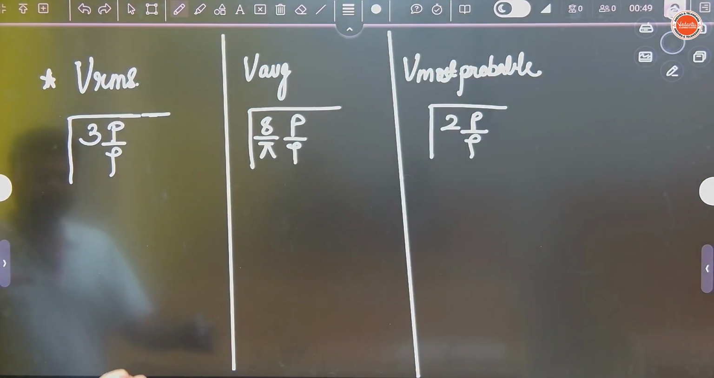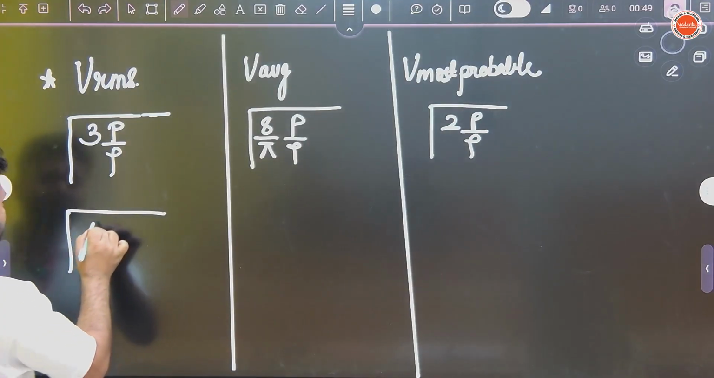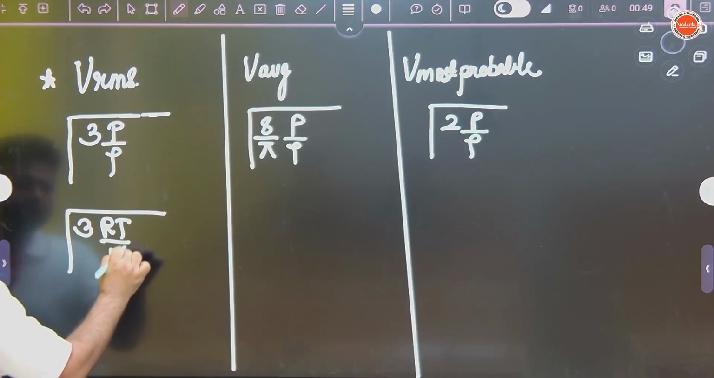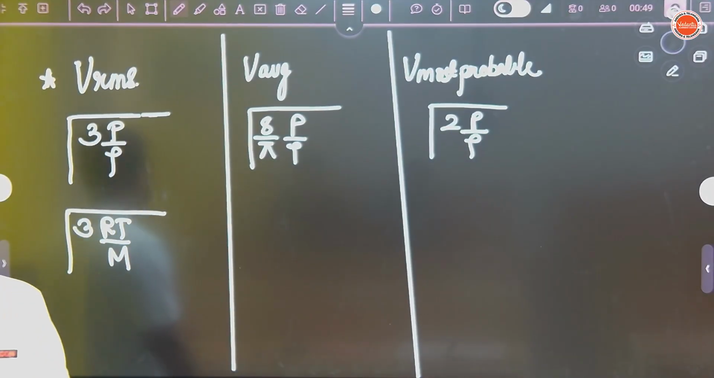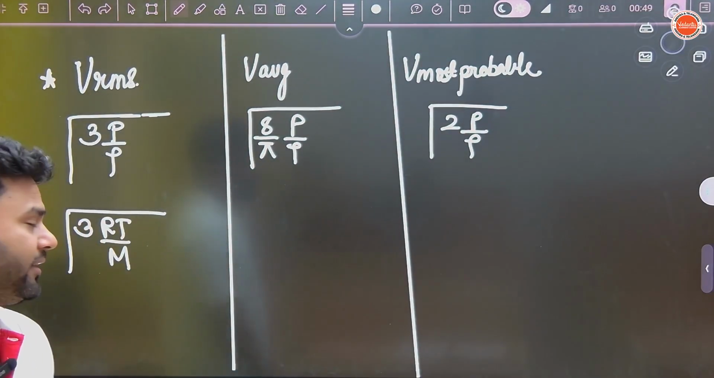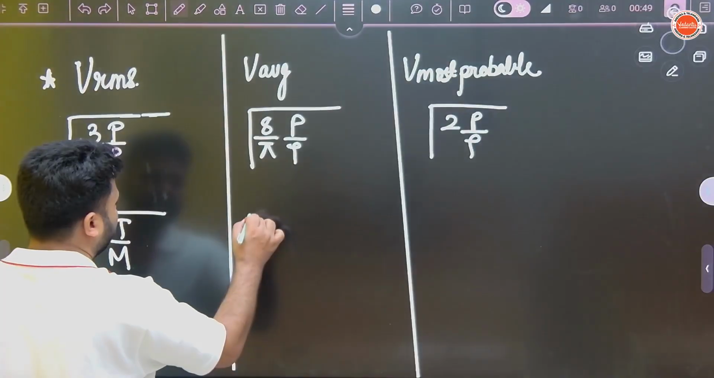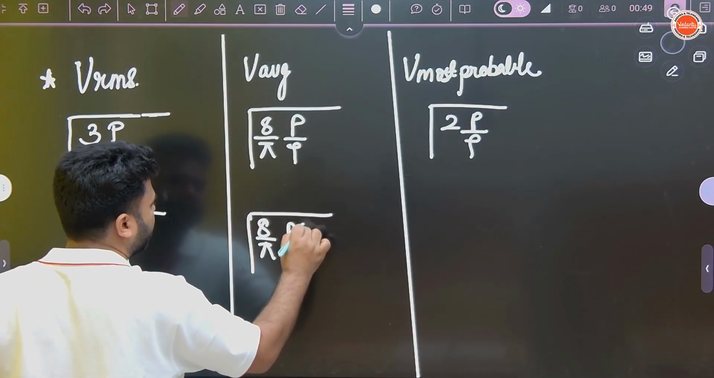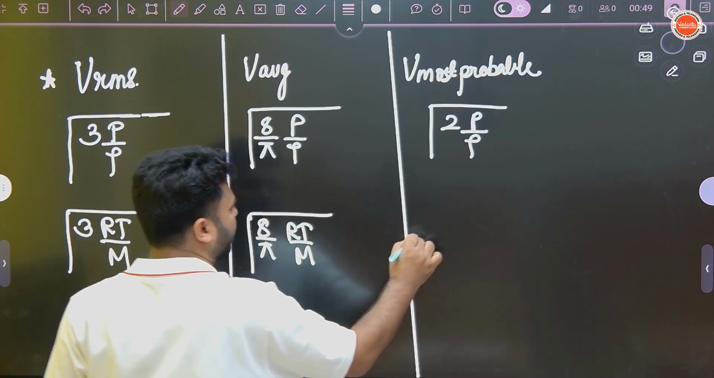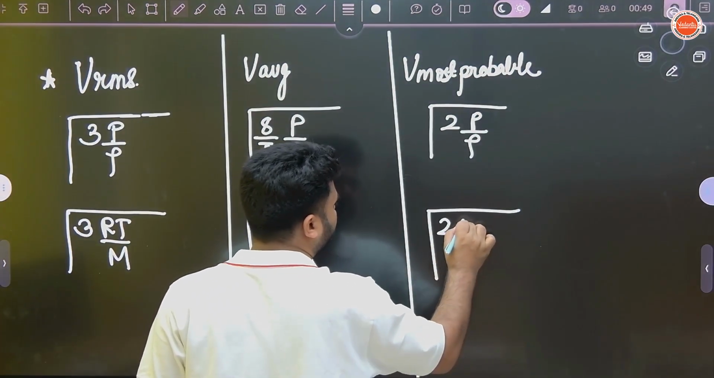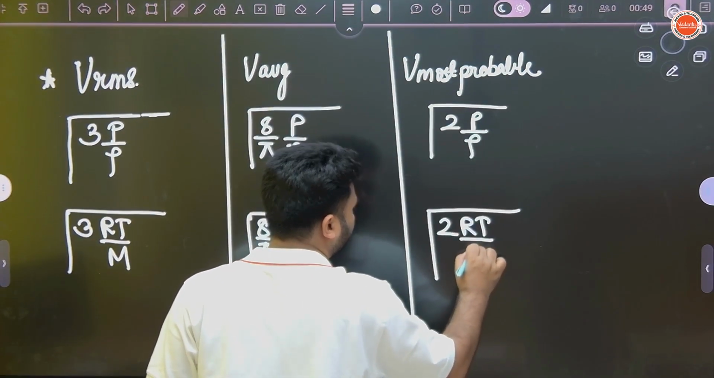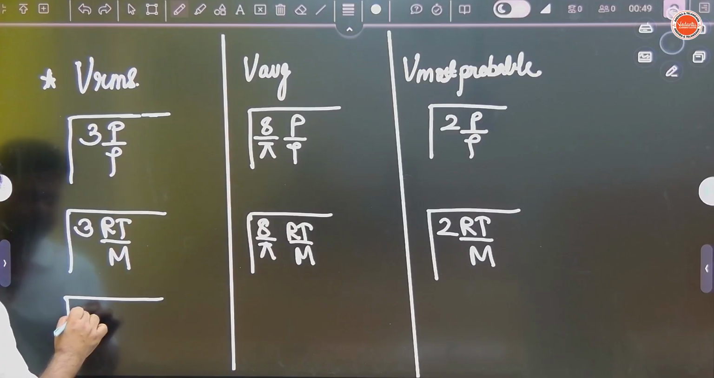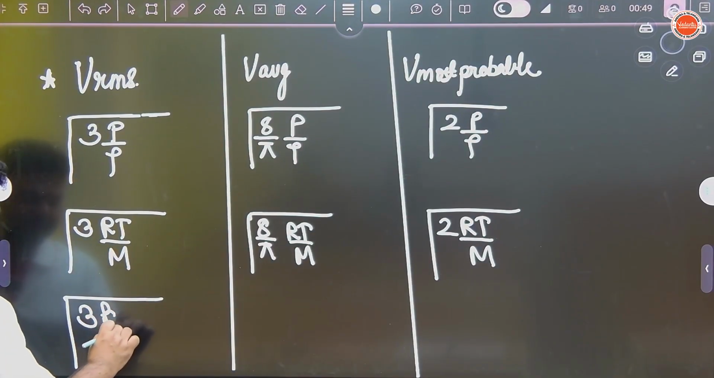One thing I told you, that P by rho equals RT by M. I started the class with this: P by rho equals RT by M equals kT by M. So here we can write 8 by pi RT by M, and here we can write 2 RT by M. Or we can also write it like this: P by rho is RT by M equals kT by M.